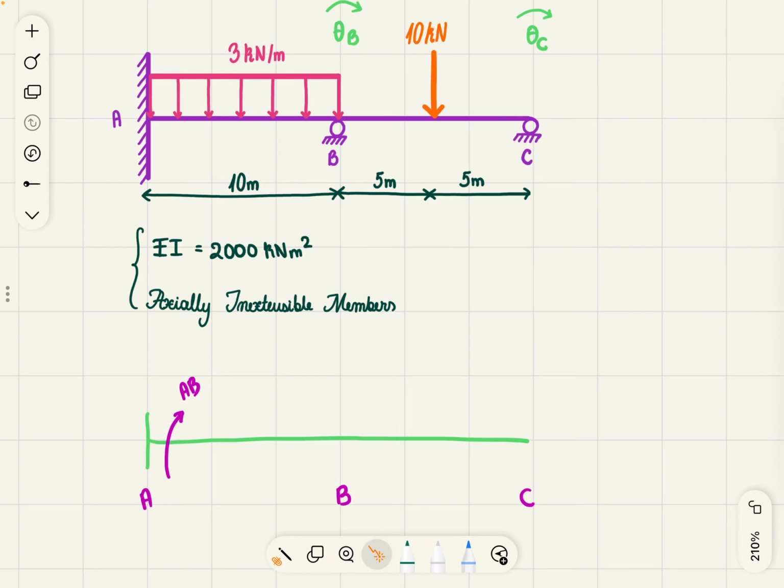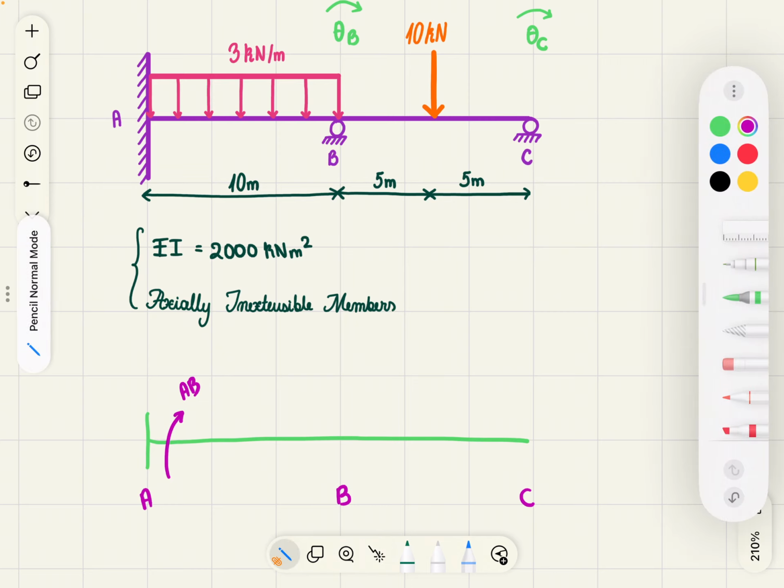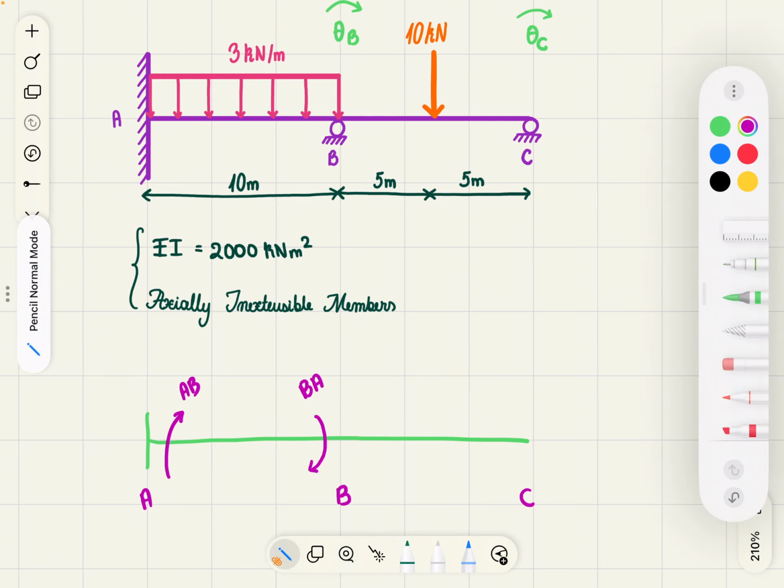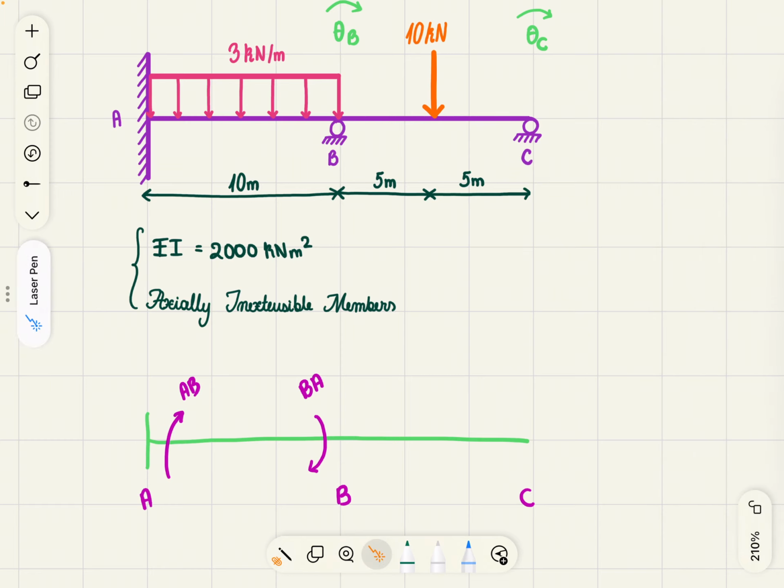Once again, clockwise. And end member moment for BA is in equilibrium with AB. I mean, they rotate both in the clockwise direction. Next up, end member moment due to BC.